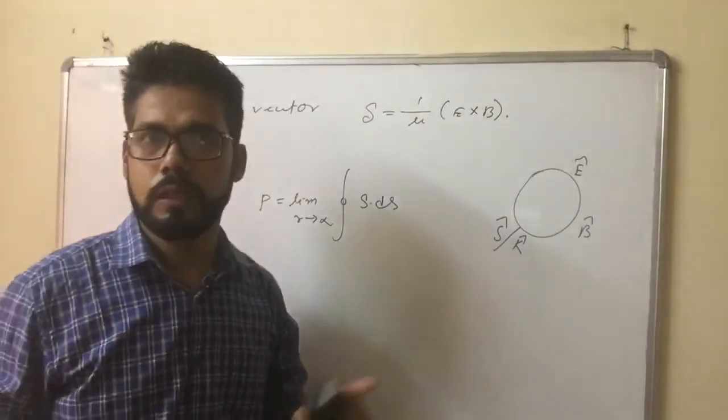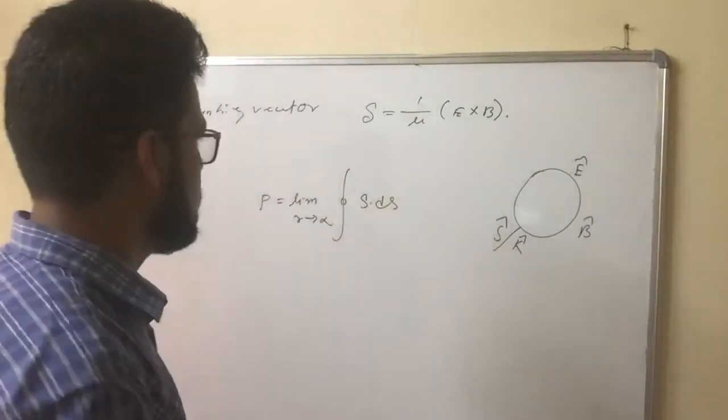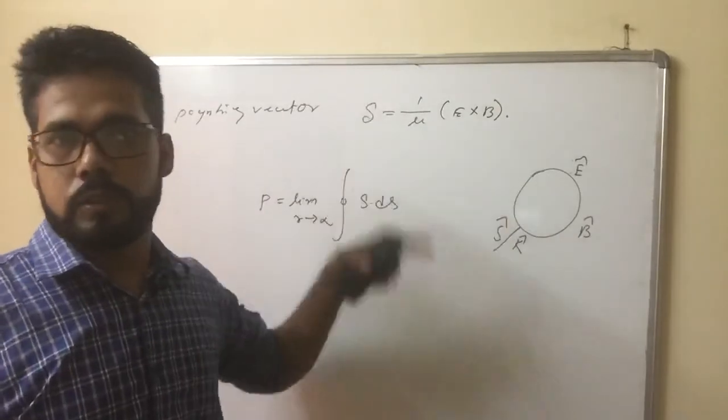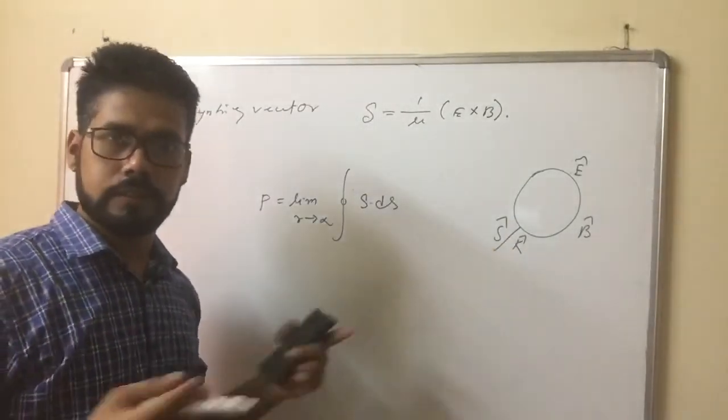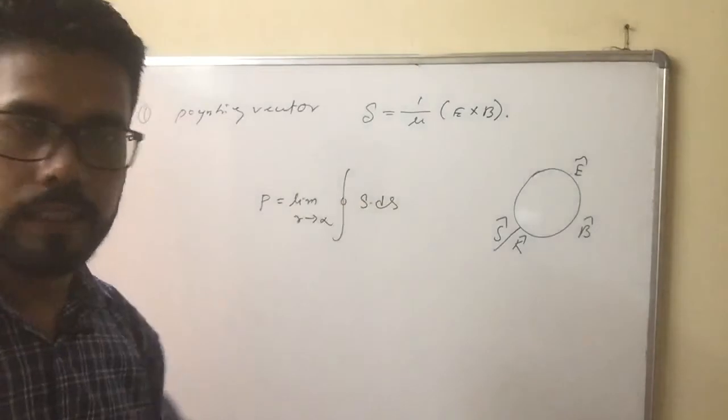I want to highlight one point after I finish this one. I will give the calculation of how the Poynting vector is calculated for different forms of electric and magnetic fields. I will discuss that in the next class.